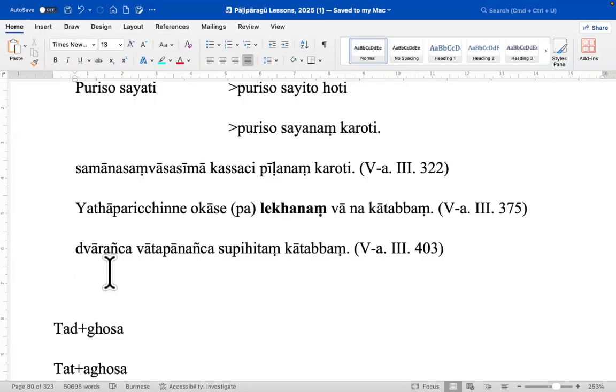So here, the door, the window should be closed. How to say? Subhihitan, Kadavan, Hoti. How to translate? Subhihitan should be closed, maybe. Closing of it should be made closed. If we translate it verb closely to the Pāli, the door and the window should be made closed, right? It's like closing the door and the window should be made.